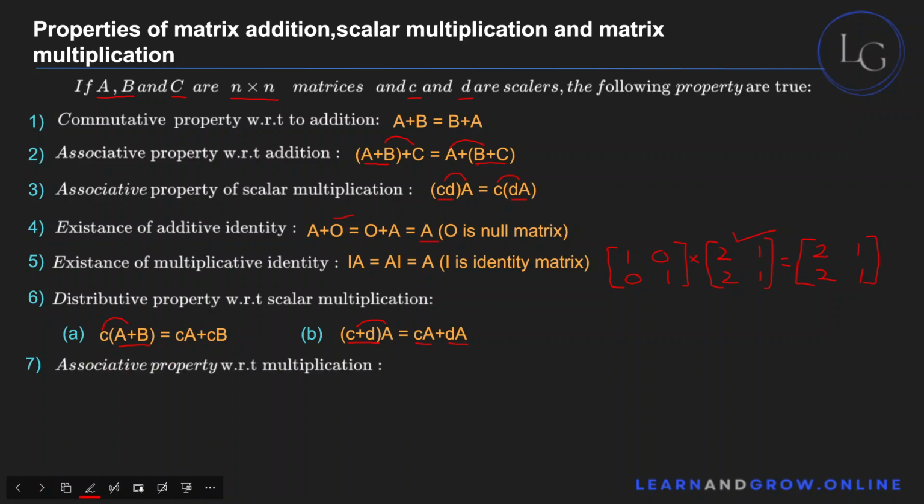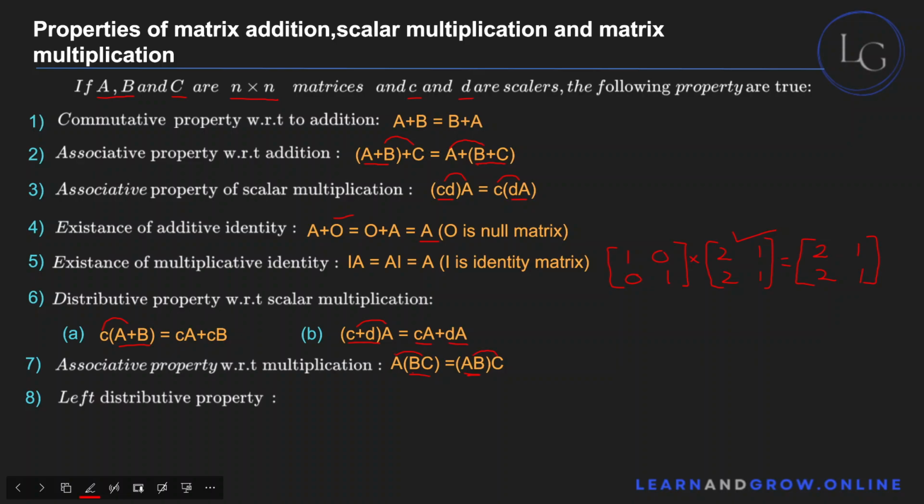Now 7, associative property with regards to multiplication. First, you will always solve the bracket. So this says that matrix B into matrix C, the resulting matrix multiplied with A will be equal to as if you multiply matrix A and B and then you multiply the resulting matrix into C. Both of these sides will be equal.